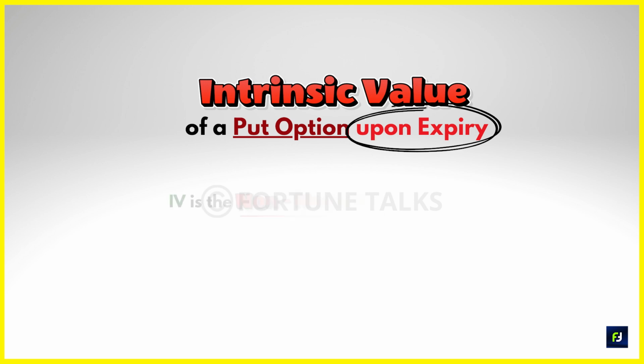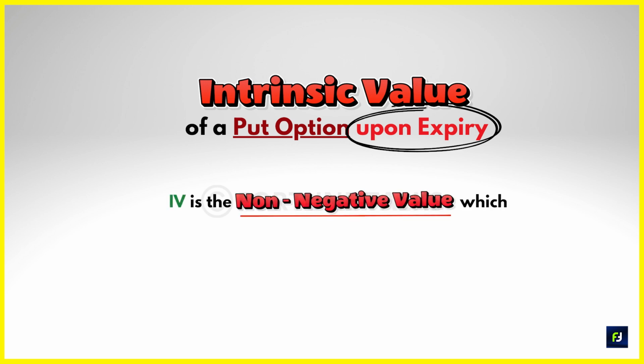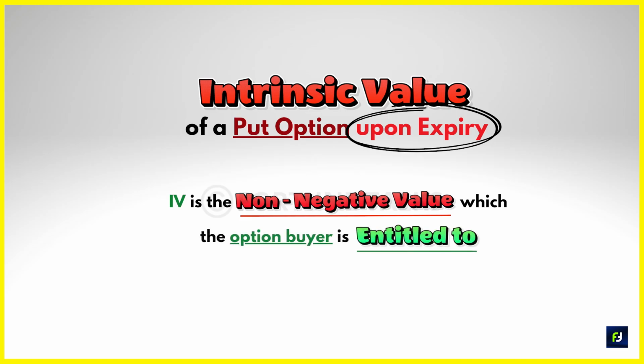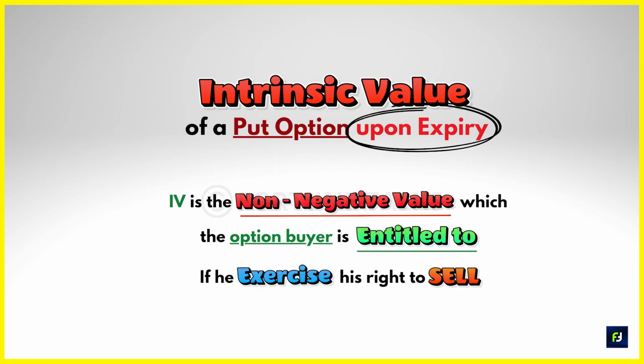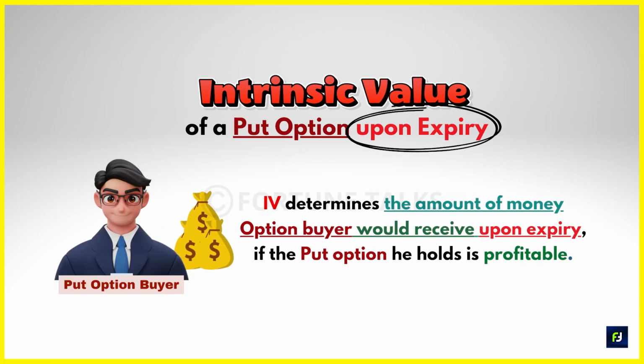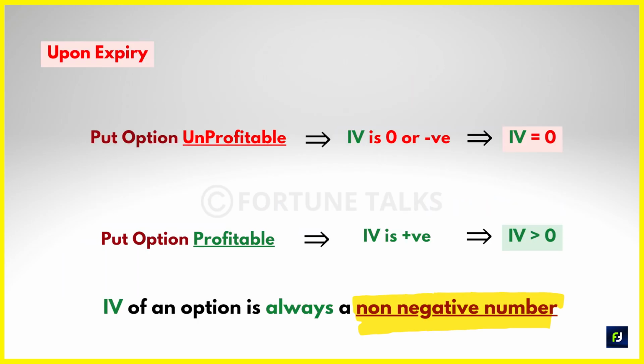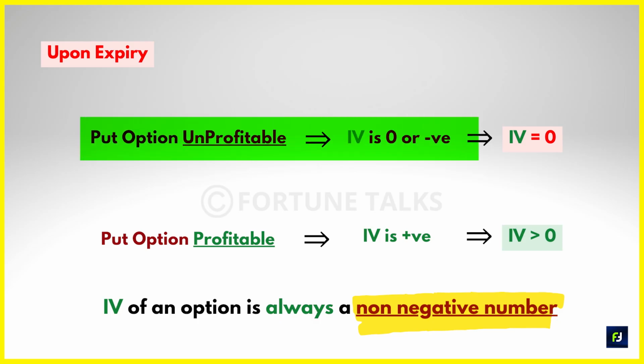In short, intrinsic value or IV is the non-negative value that the option buyer is entitled to if he were to exercise the option upon expiry. In simple words, IV represents the value of money the buyer will receive if he were to exercise the option upon expiry. As stated, IV is always a non-negative value. This means upon expiry, if the option is not profitable or if the intrinsic value between the spot and strike price is negative, then the intrinsic value will be considered as 0.